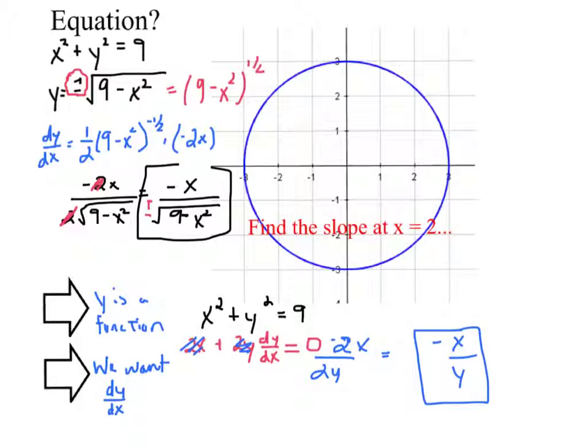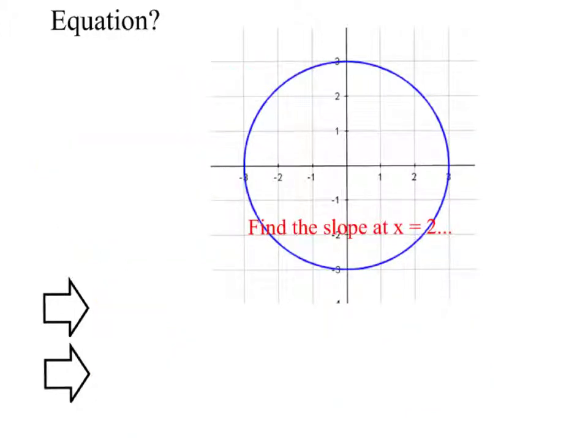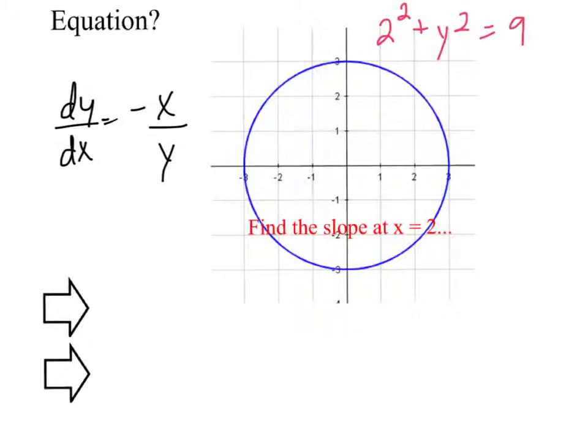Let me explain why this could be really useful. So our derivative is negative x over y. And again, when I say I want the slope at 2, the one drawback is I plug in 2, I'd still need to figure out what y is. I'd probably use the original equation and figure out, okay, 2 squared plus y squared is equal to 9, and you'd have to actually solve for y.